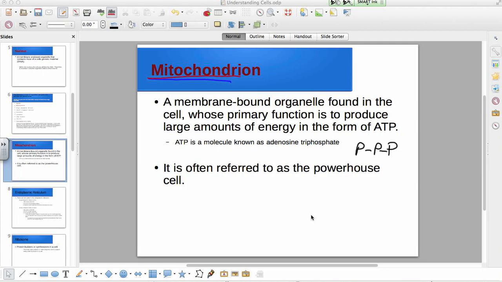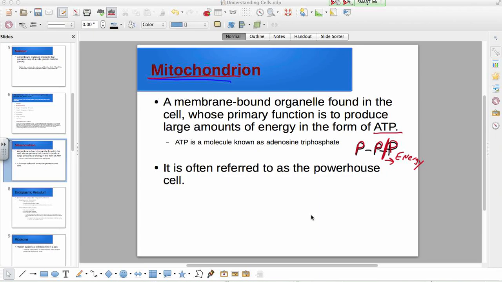And what ATP does, okay, it's a triphosphate: one, two, three phosphates. And so what ends up happening with ATP is when this bond is broken in a chemical reaction, then a large amount of energy is produced. And so that's what ATP is.